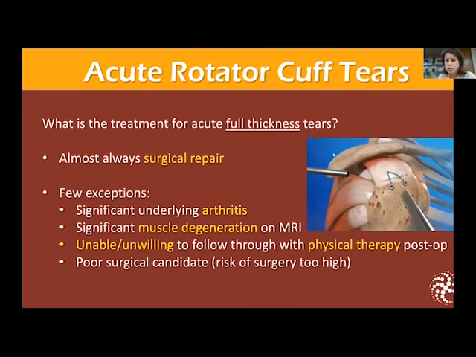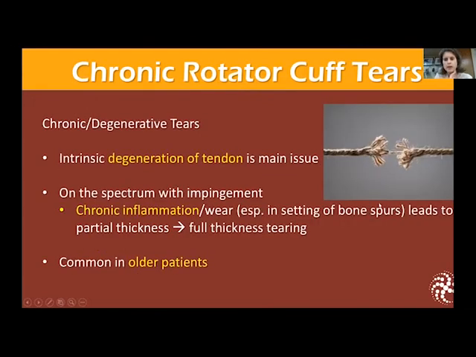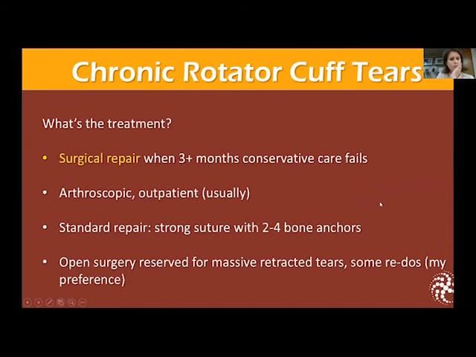I usually use 2 to 4 suture anchors, so I put 1 or 2 closer to the joint and then a couple on the outside, and I basically pass stitches through the tendon and compress it down to the bone, and that tends to work quite nicely of getting these repaired. And then some people do it open, which is just surgeon preference.